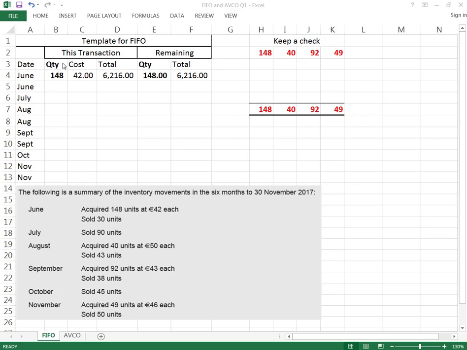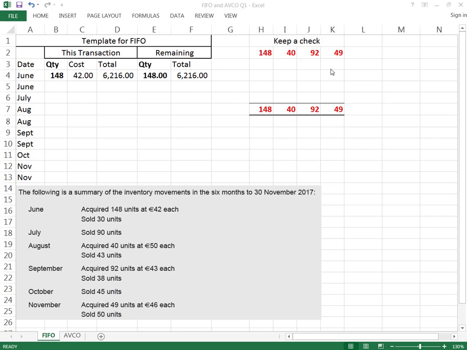So I have quantity. If it's a purchase, I'm putting it in as a plus figure. If it's a sale, I'm putting it in as a minus figure. Over here, just to keep a check, because it is FIFO and I want to sell the first ones first, I'm going to put down the number of units purchased. So I have 148 is my first purchase, 40 is my second purchase there in August, 92 is my purchase in September, and 49 is my purchase in November.